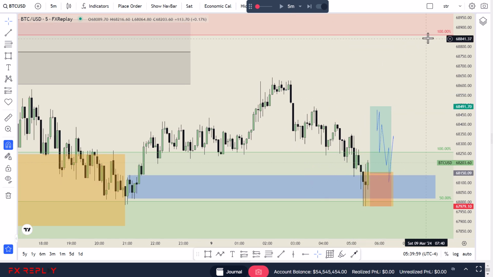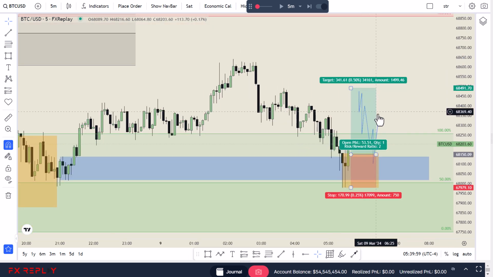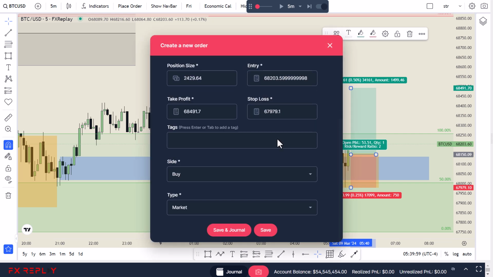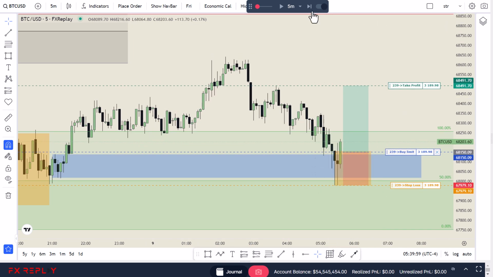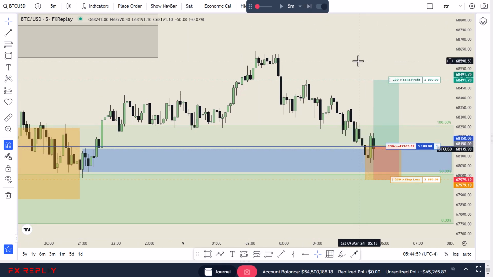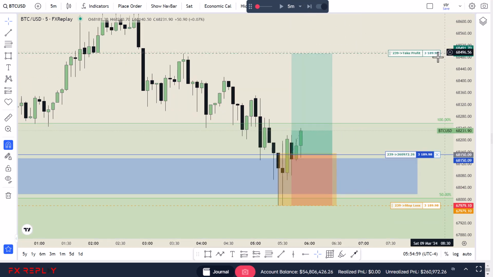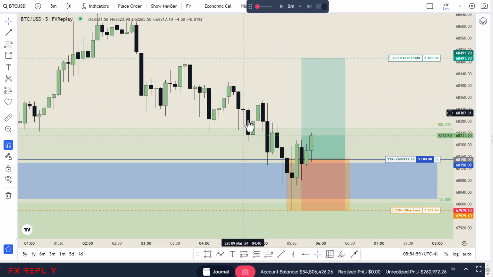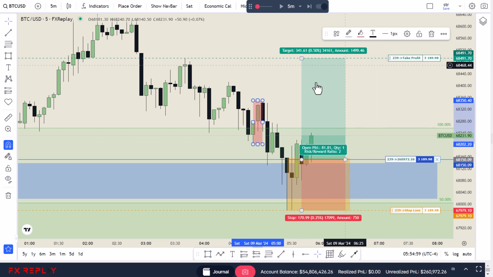All right, so let's remove this one. Let's place an order. All right, so we are in, as you can see. Price is now starting to trade higher, and I want you to notice this. So we have a swing point from here. We have this one. This changes to red.